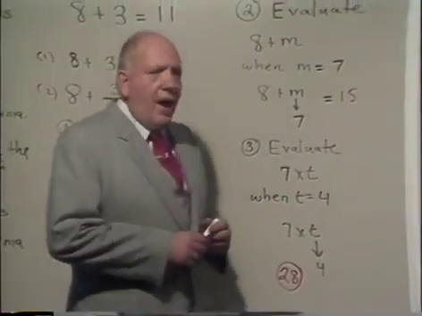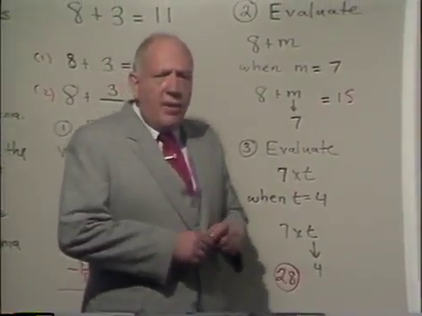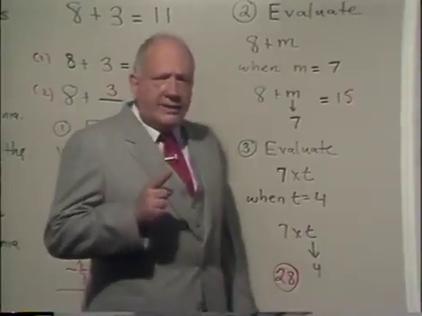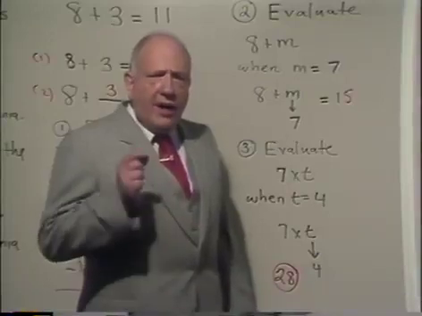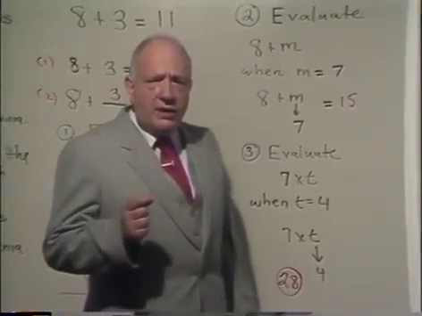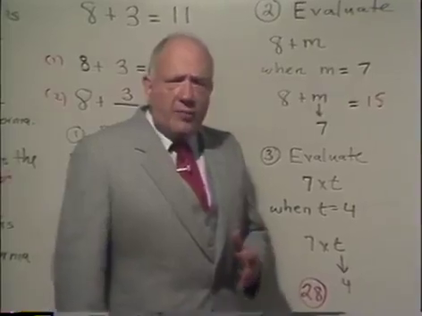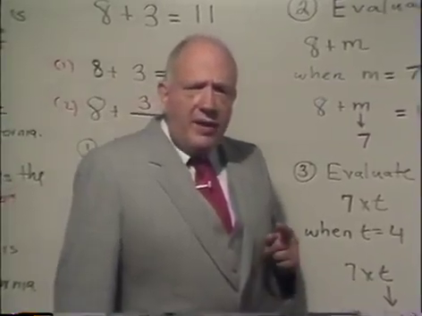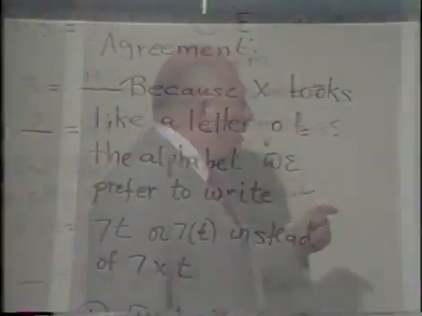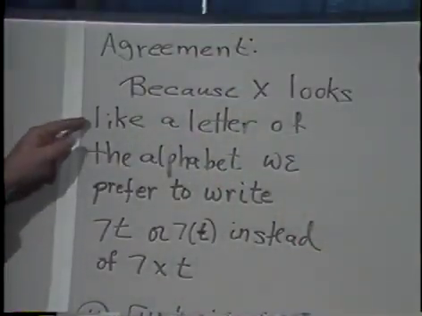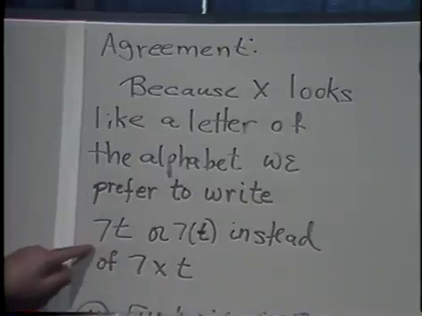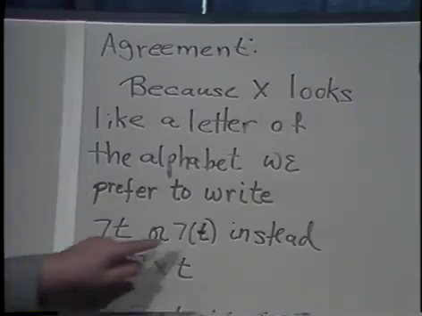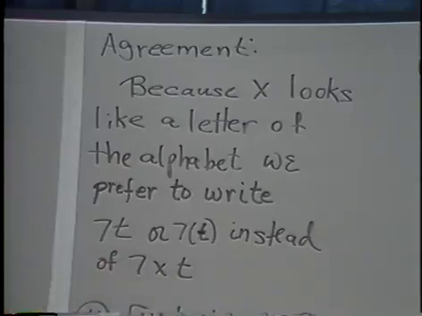Okay? Now, there is one agreement that we make. You see, when we write the letter x, we don't know whether it's a letter of the alphabet or whether it's a times sign. And usually it's clear from context which one you mean. But if we're going to use letters of the alphabet to stand for numbers, then the x becomes confusing. So the agreement that we make is, because x looks like a letter of the alphabet, we prefer to write 7t. See, the 7 is just next to the t here, or else you put the t in parentheses to emphasize it, rather than 7 times t.